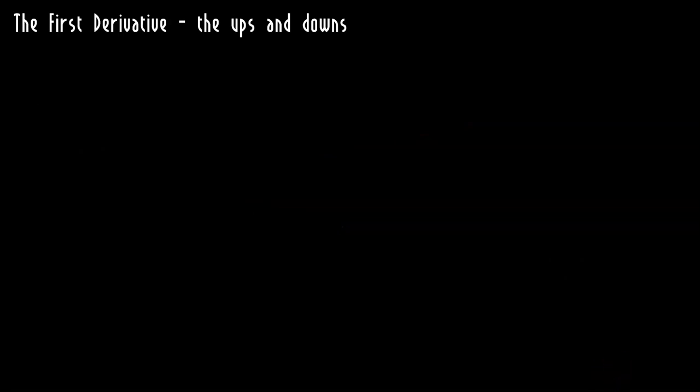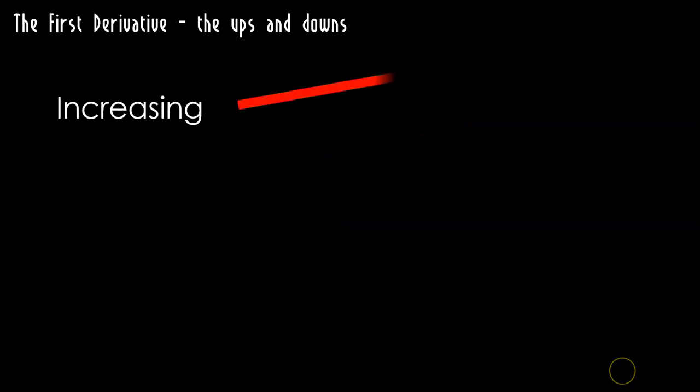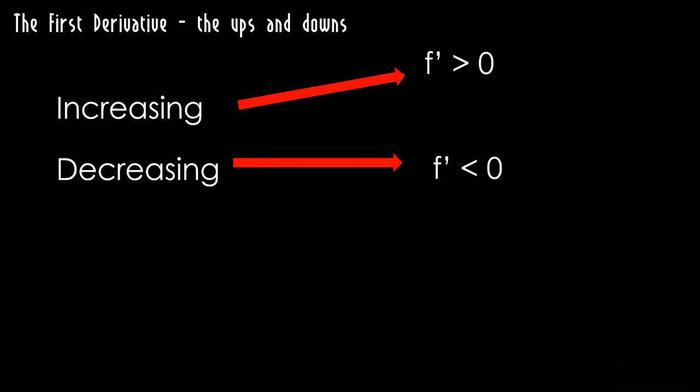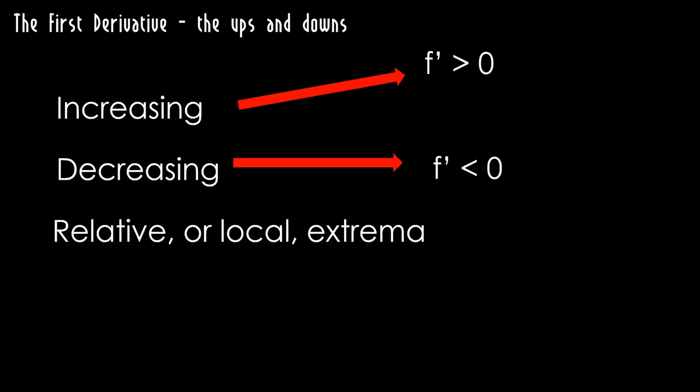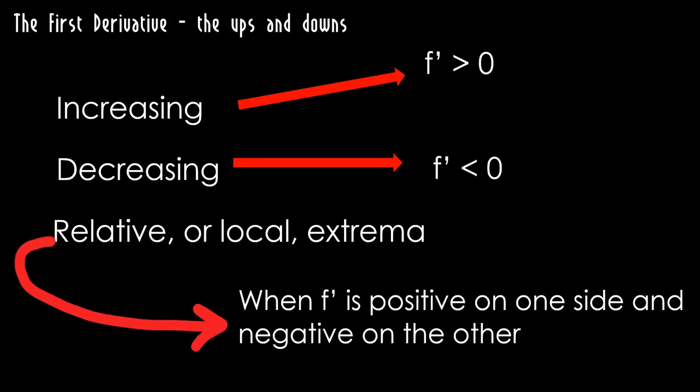Next, the first derivative. It tells us about increasing and decreasing. The function is increasing when the first derivative is positive, it's decreasing when the first derivative is negative, and you will have a relative or local extrema if your derivative is positive on one side and negative on the other.